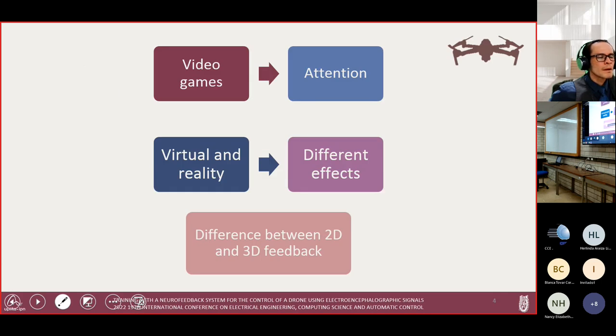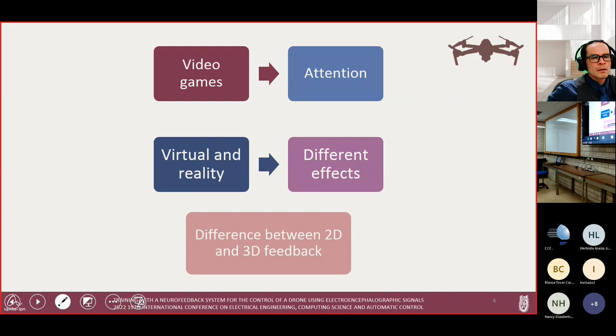Another thing we have to think is that nowadays we know that video games and virtual reality have different effects that make us have a different type of attention. Sometimes video games are used for good control of reaction or the time for paying attention in some kinds of activities, but every kind of activity has a different effect.